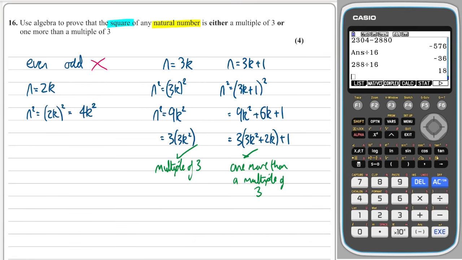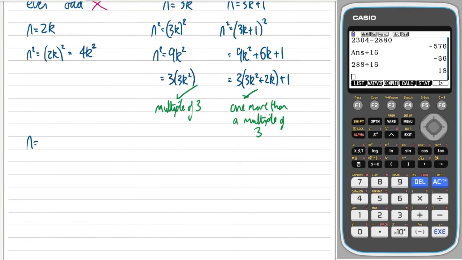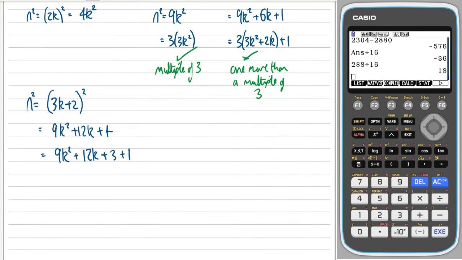Okay, let's test the final option. I'm just going to move it down a little bit here. n is equal to 3k plus 2, square both sides, and that's going to give me 9k squared. We're going to get a 6k and another 6k, so we're going to get a 12k, and we're going to get a 2 times 2, which is a 4. So we want to see if we can take out a factor of 3, so I can write that 4 as a 3 plus 1. And hopefully you can see here that this is going to be a multiple of 3 plus 1. So that's one more than a multiple of 3.